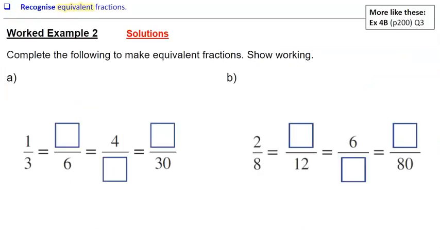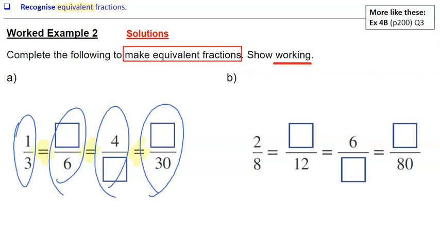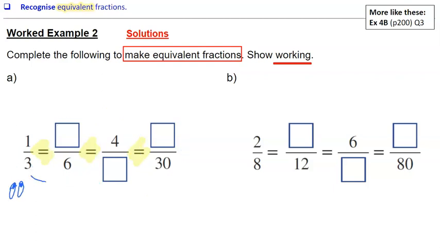In this second example, again we look at equivalent fractions. This time we must complete the following to make equivalent fractions. Show working. Notice the equal sign is there, meaning all 4 proportions are the same. We just need to show on paper. So looking at the denominator here, 3 times 2 gives 6, therefore 1 times 2 gives 2. There's an equivalent pair.